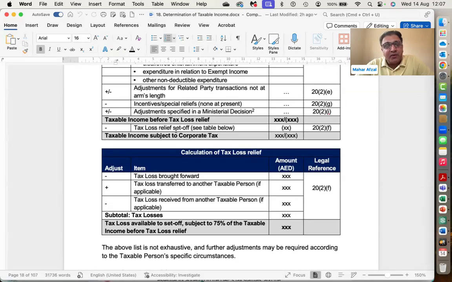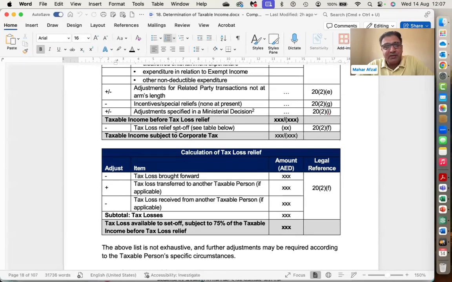After adjusting the carry forward losses, you will arrive at a taxable income. This taxable income, as I mentioned, you can use to calculate how much tax you will be liable to pay. So as a first step, you need to prepare your financial statement. Then you need to calculate your accounting income. Based upon the accounting income, you need to make the adjustments.